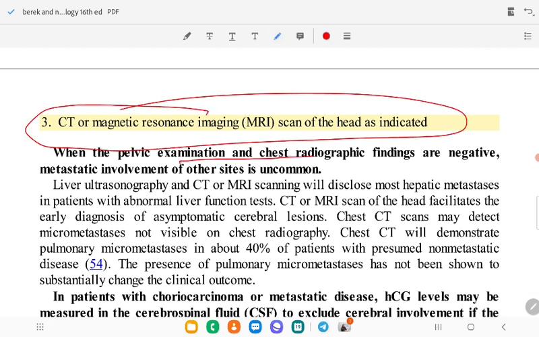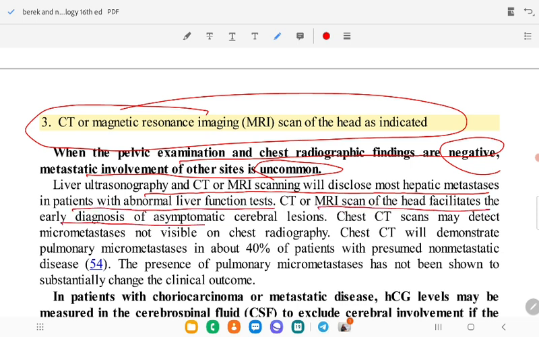When the pelvic examination and chest radiograph are negative, metastatic involvement of other sites is uncommon. Liver ultrasonography, CT, and MRI disclose most hepatic manifestations, with abnormal liver function tests. CT or MRI scan of the head facilitates the early diagnosis of asymptomatic cerebral lesions.